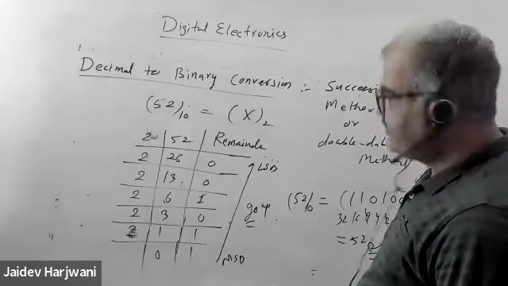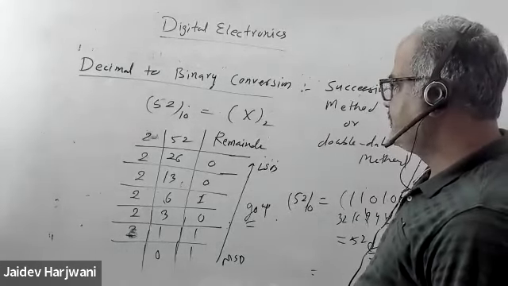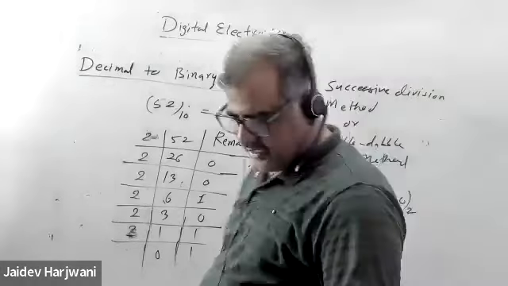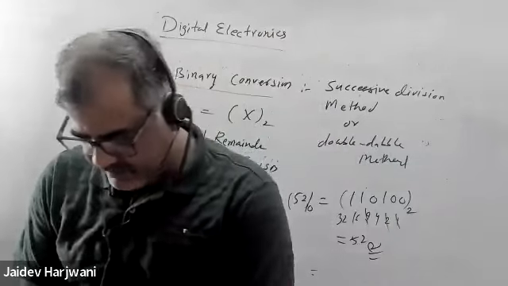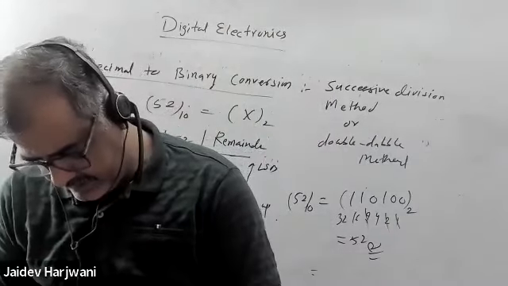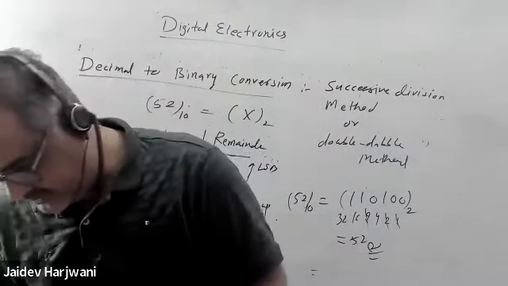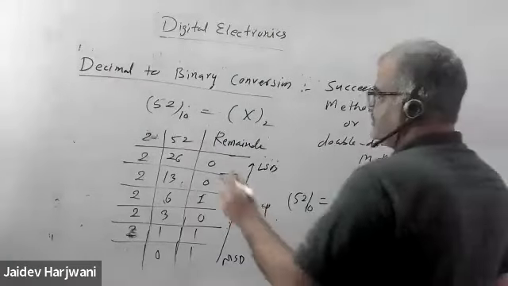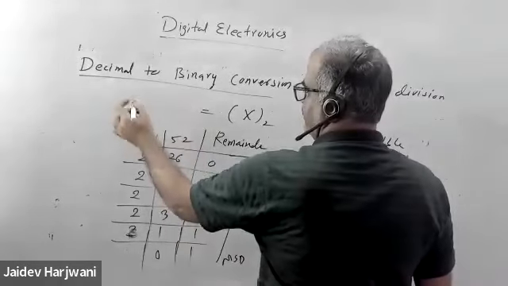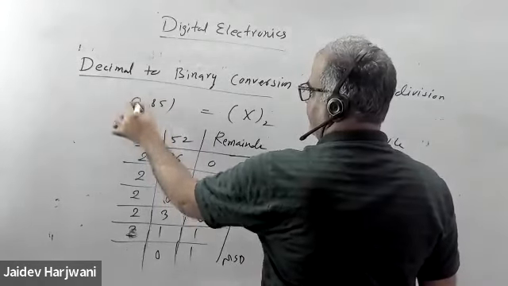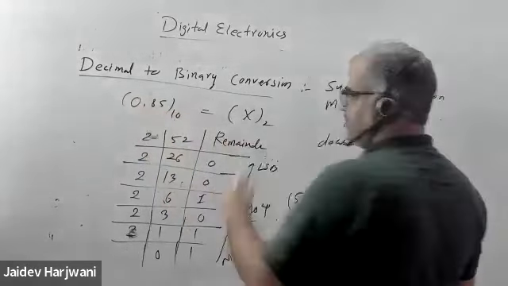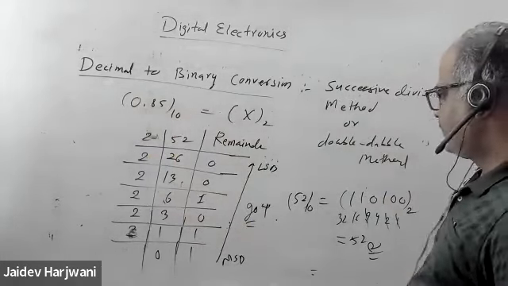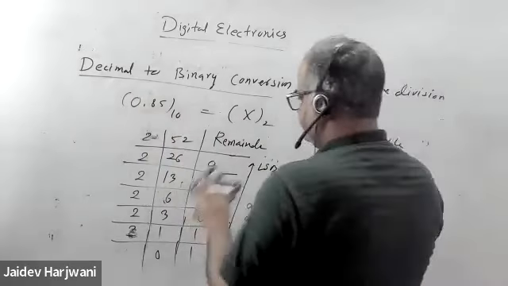Now what about if there is a fraction? This was a pure integer number. Now if it is a fraction, how can I convert it? Let me give you one example. Say I have a fraction, 0.85, and I want to convert this fraction into the binary number system. So what should I do?